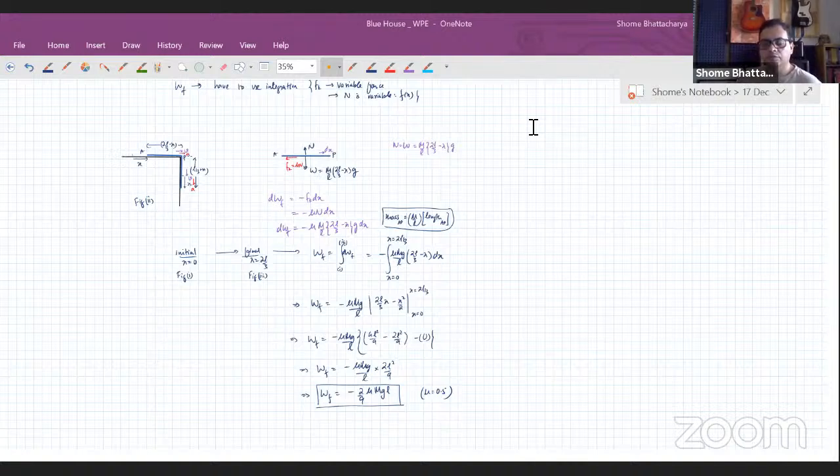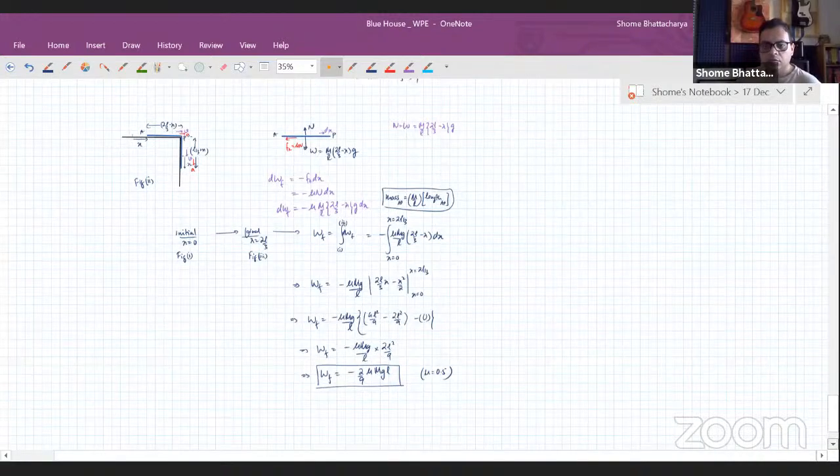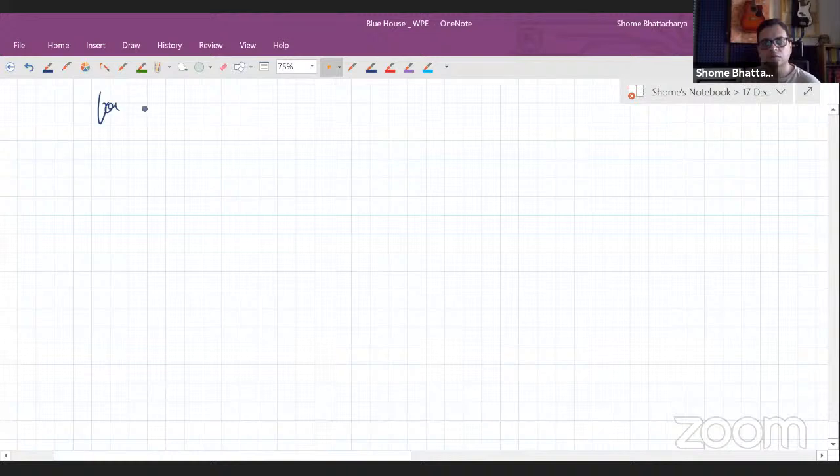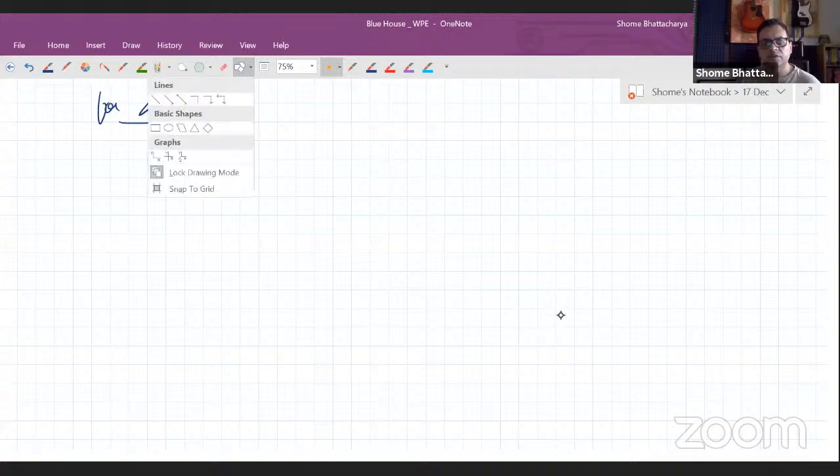Okay, so now we have work done by friction. And we want to find the change in kinetic energy so that we can find V0. So we need to basically calculate the change in gravitational potential energy. So let's see how we'll do that. So for change in gravitational potential energy, we have to consider like this. For delta U gravitational, once again, you compare the initial state with the final state.